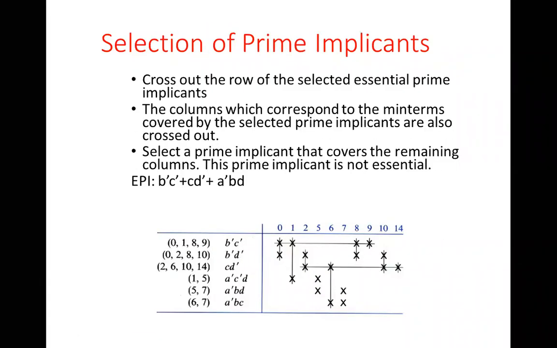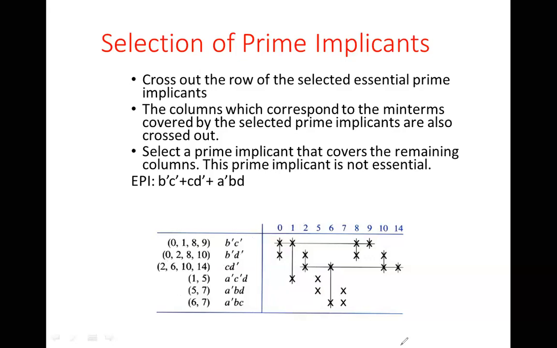Now let us see whether something else can be used. Suppose I take B bar C bar. B bar C bar will cover 0, 1, 8 and 9. I've checked it horizontally. 0 is also checked vertically, 8 is checked and 9 is checked. Next, I take C D bar. If I take C D bar, 2 will be selected, 6 will be selected, 10 will be selected, 14 will be selected. So I can check everything associated with that.